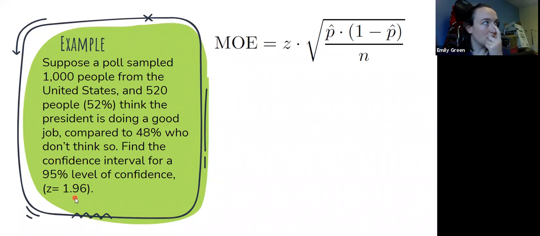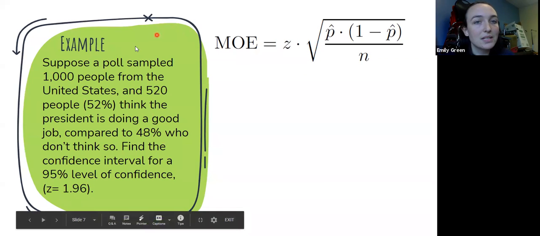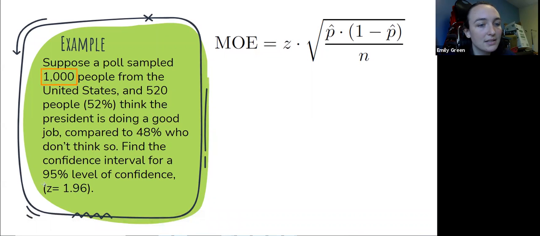Well, we also need to know our n, our sample size, and that is the 1,000 people. So I'm just going to highlight 1,000, that's an important number for us. The z-score, that's an important number for us. And then the other important number for us is the 520, the 52%. And if we want to find our proportion for that one, well, we can take 520 divided by 1,000, and that's going to give us 0.52. So that 0.52, that's our P that we're going to plug into this equation.